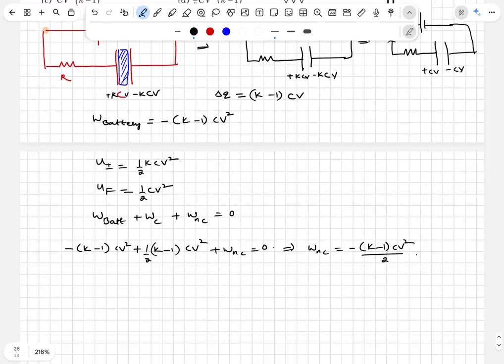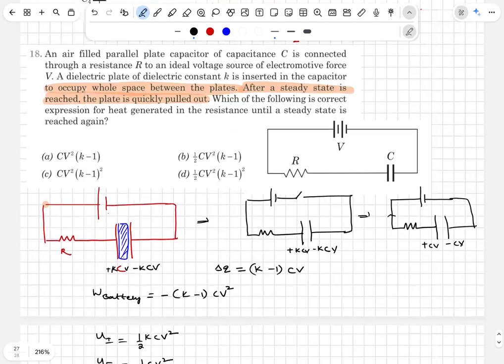Right. What is it that they were asking? Which of the following is the correct expression for heat generated in the resistance until a steady state is reached?